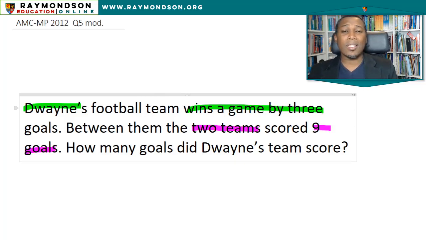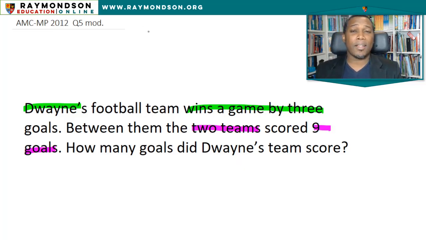My logic, okay, there's 9 goals that were scored. And we're thinking about a football match, so we're thinking, what could have been the score? If it's 9 goals, it could have been like 9-0. Could have been 9-0. Or it could be something else.